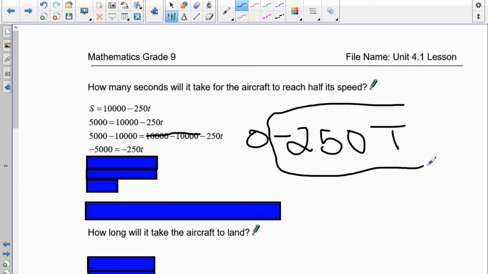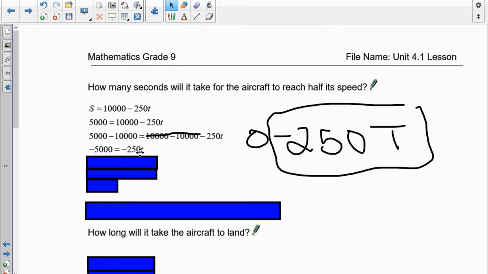So this here is a number. Don't drop that negative, right? Now over here, 5,000, take away 10,000, well, you have a greater negative than a positive, so you're going to be in the negative numbers. So now we're down to negative 5,000 is equal to negative 250t.